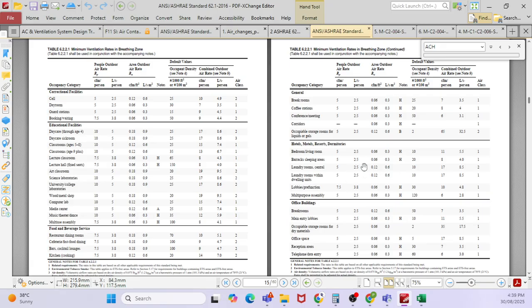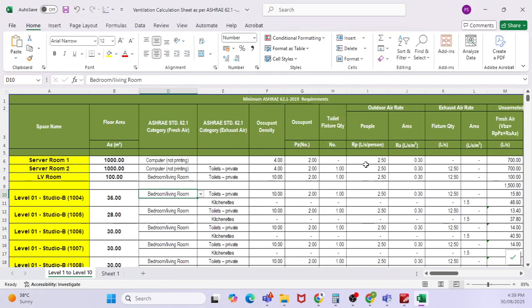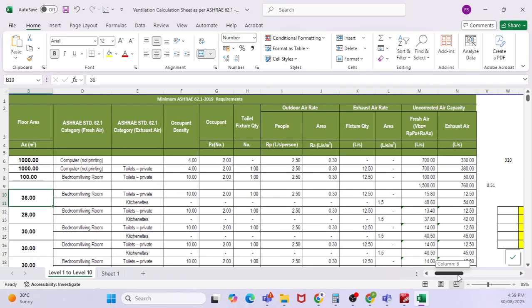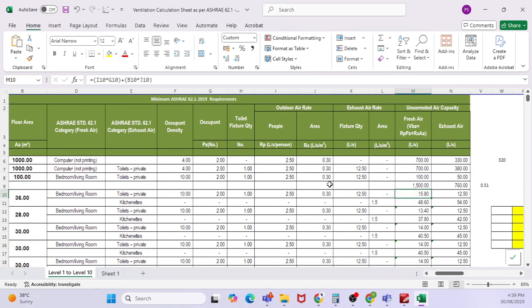So this is the method. This is the ventilation rate you have to provide as per 62.1. So when you go to this Excel sheet, you will find 2.5 liter per second per person and 0.3 liter per second per meter square. Now, based on the furniture layout, you may have 2 people, correct? And you have an area which is 36 square meter for that particular room.